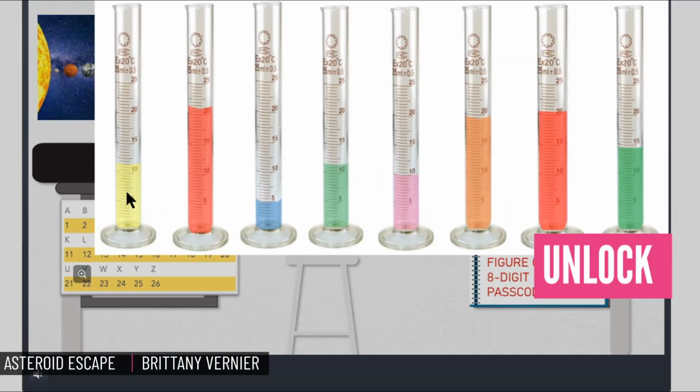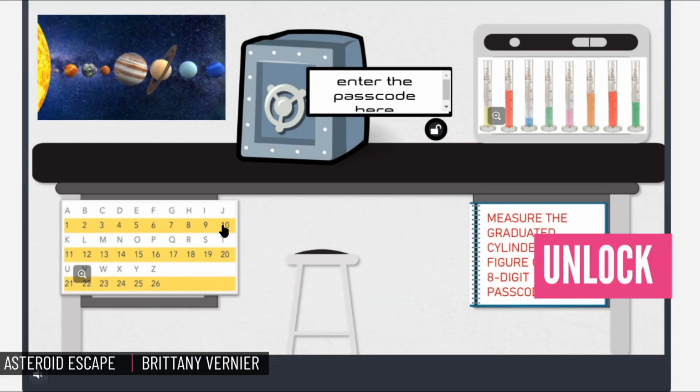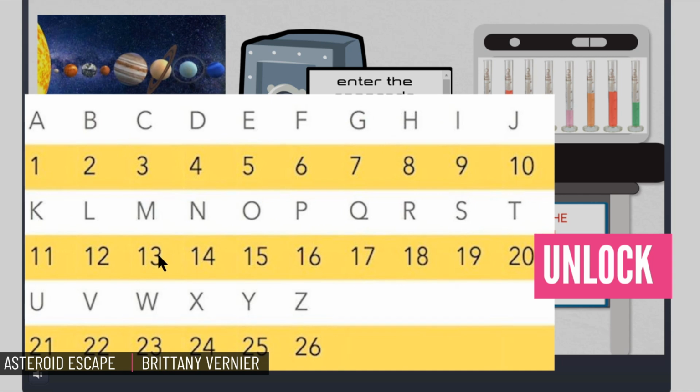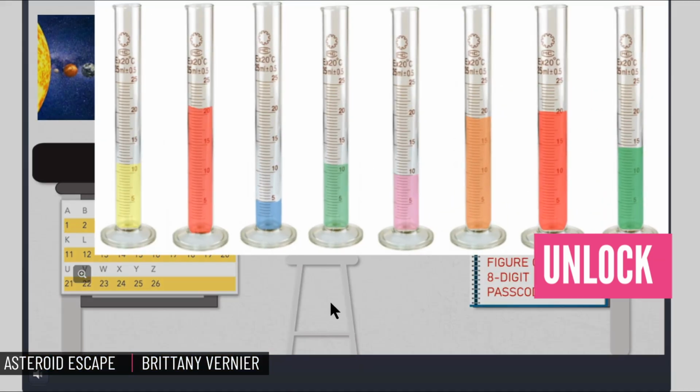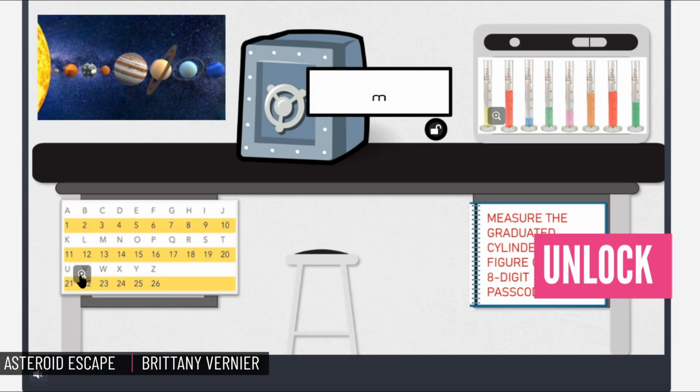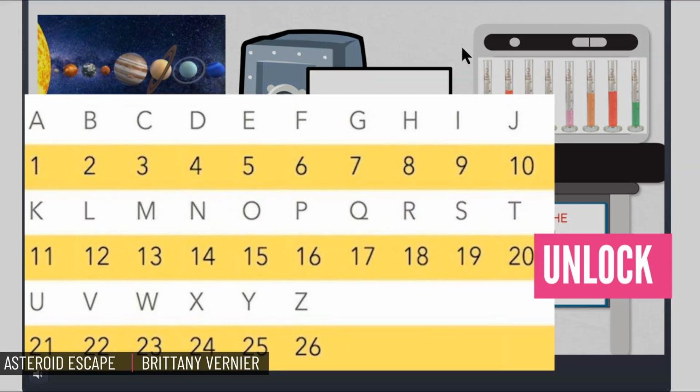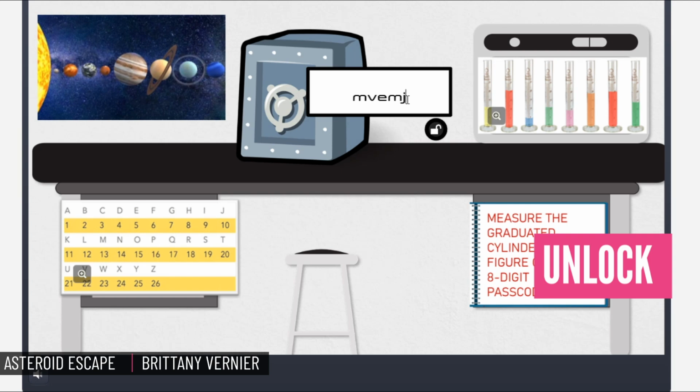For example, in this escape room by Brittany Vernier, I've got 3 keys or pieces of information to find here in this room. Once I have them, I use the pieces of information to complete the password. 13 is M, 22 is V, 5 is E, and so on. This is a fun little mini game, which is another ingredient of engagement in escape rooms.